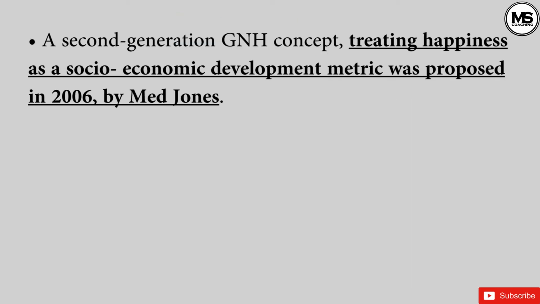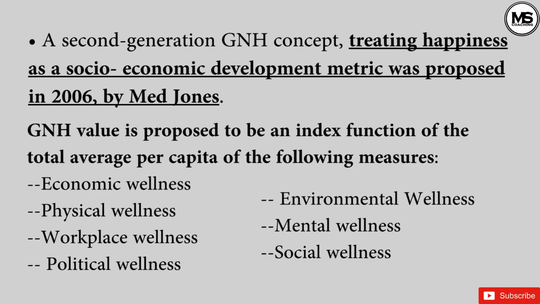A second-generation GNH concept, treating happiness as a socio-economic development metric, was proposed in 2006 by Med Jones. GNH value is proposed to be an index function of the total average per capita of the following measures: economic wellness, physical wellness, workplace wellness, political wellness, environmental wellness, mental wellness, social wellness.